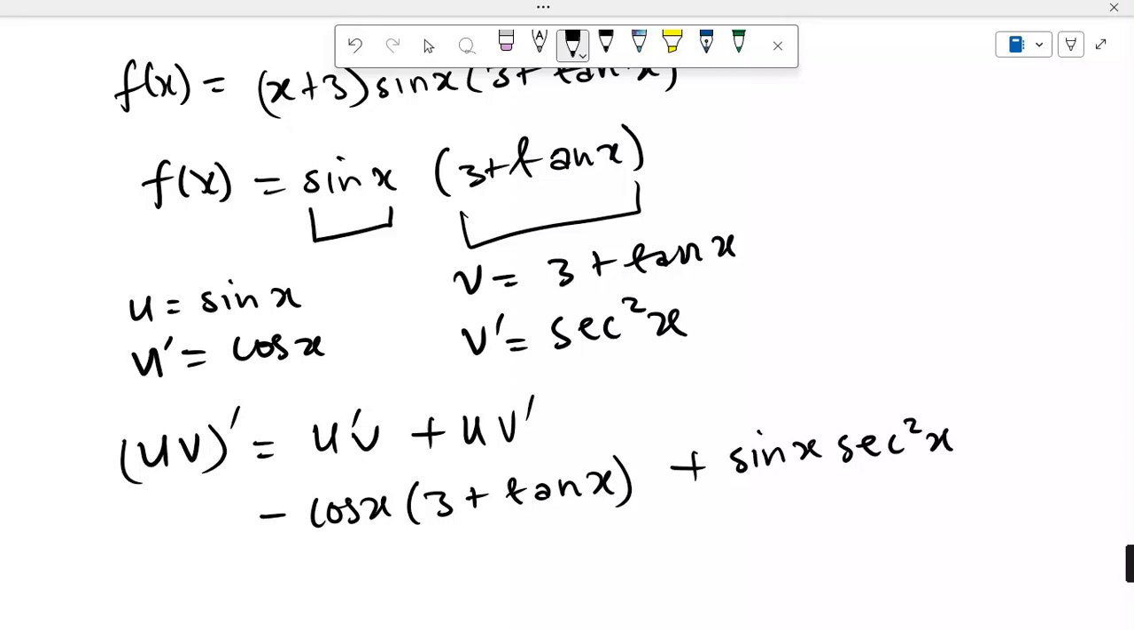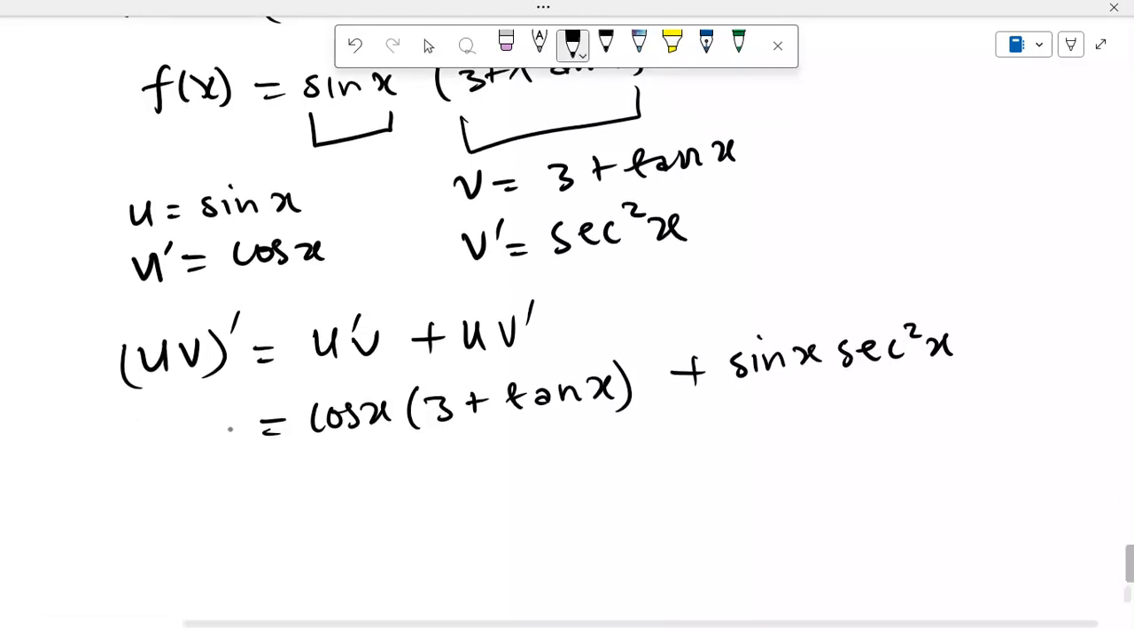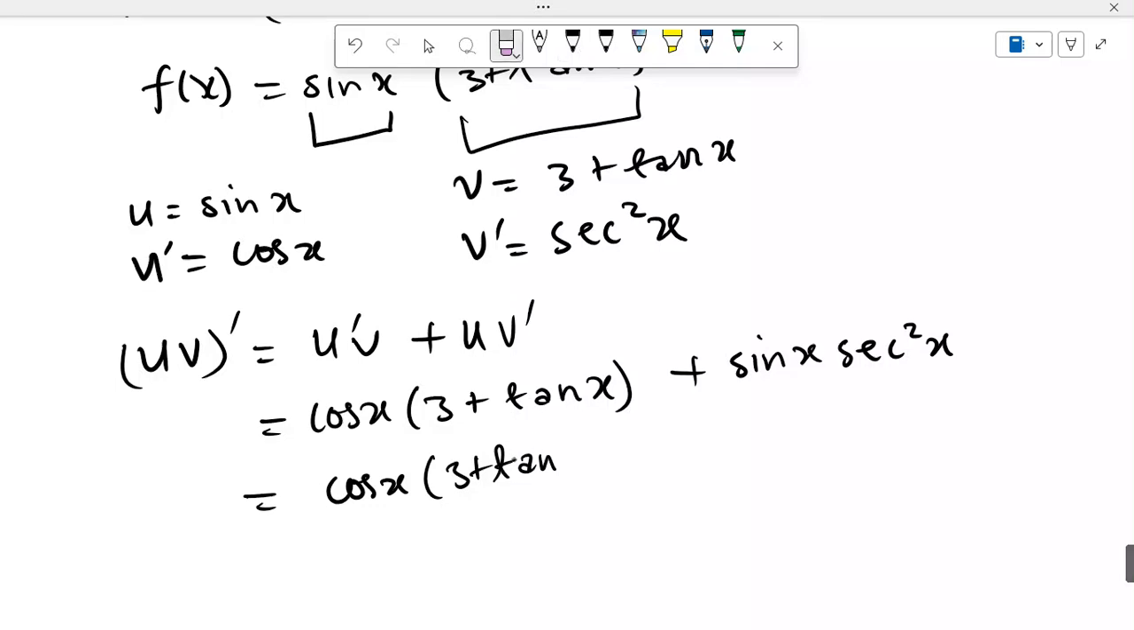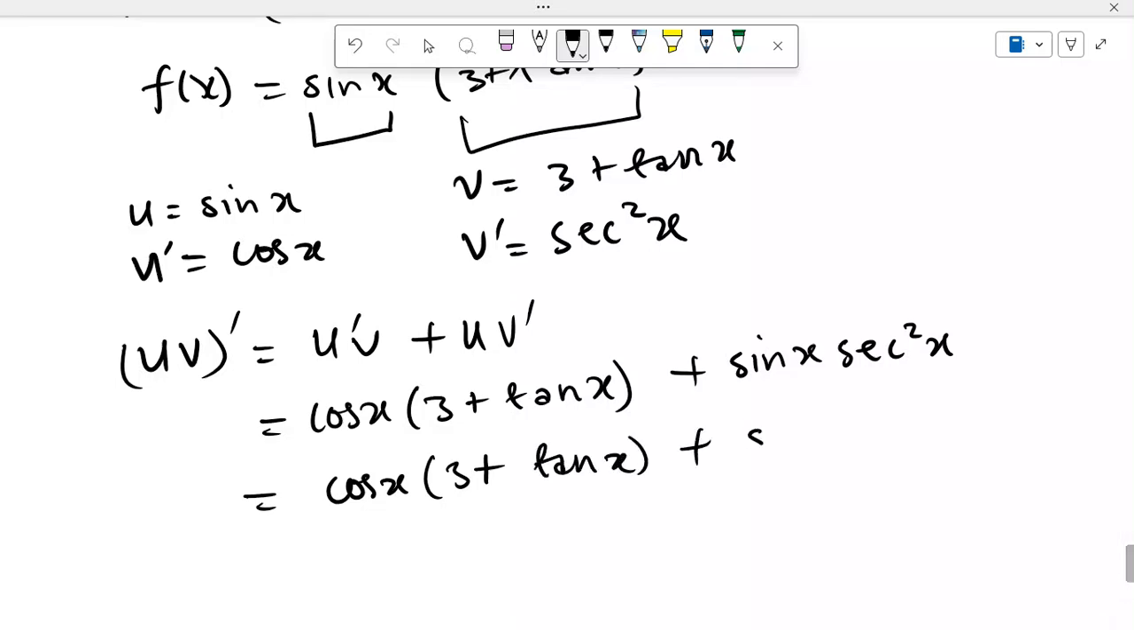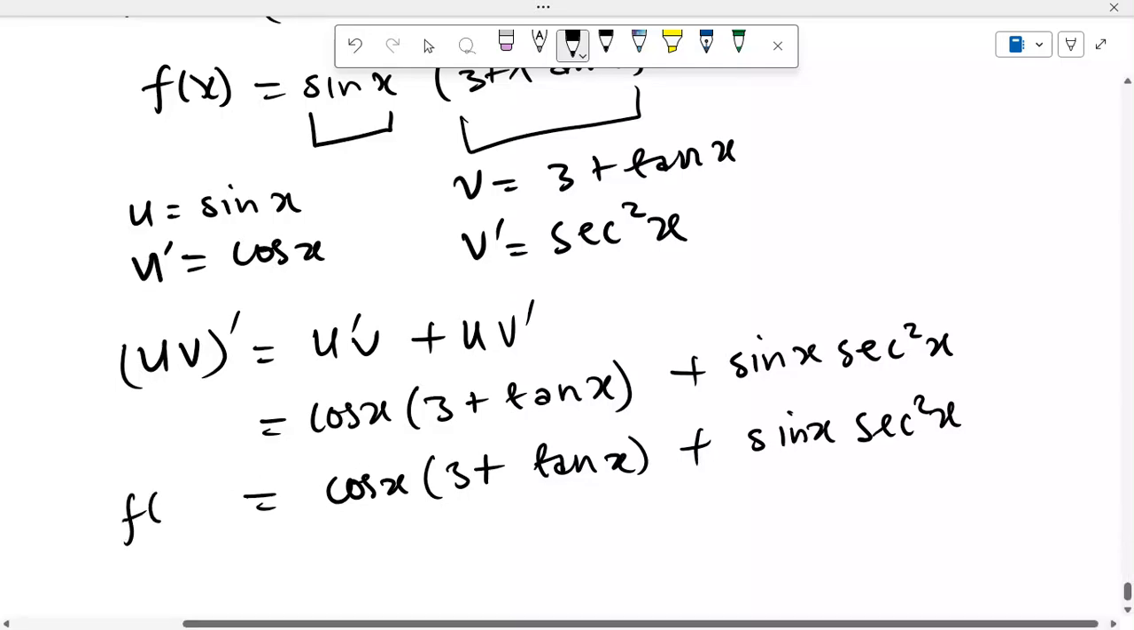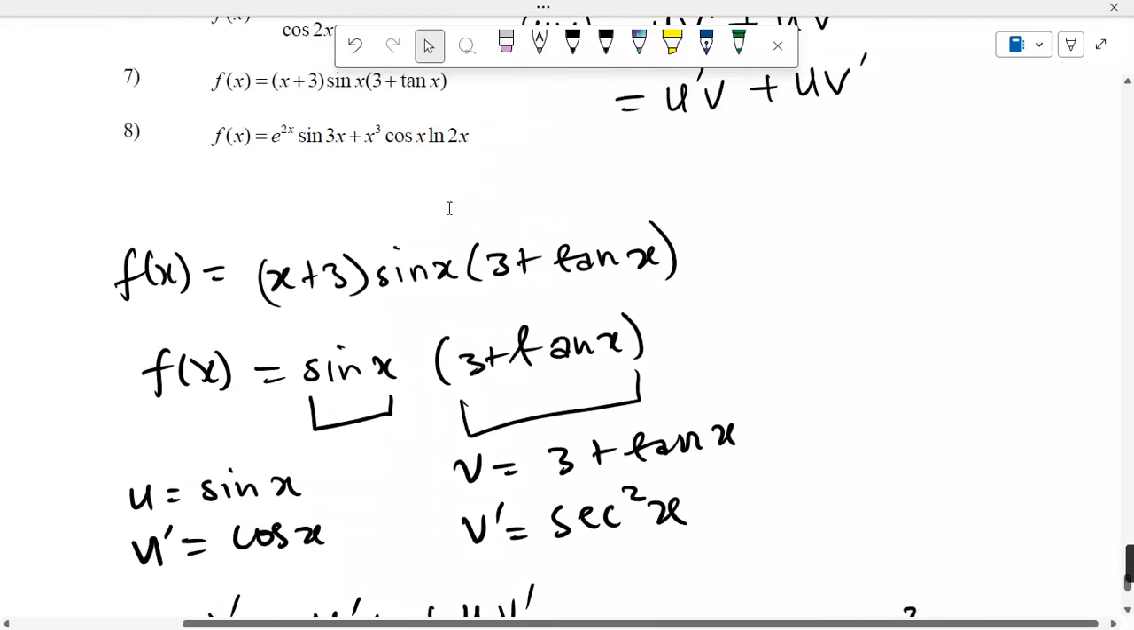So we have this part. We can rewrite it nicely. We say cos x (3 plus tan x) plus sine x sec squared x. So temporarily this is our f prime, but we know this is not our answer because it's just a part of this question.